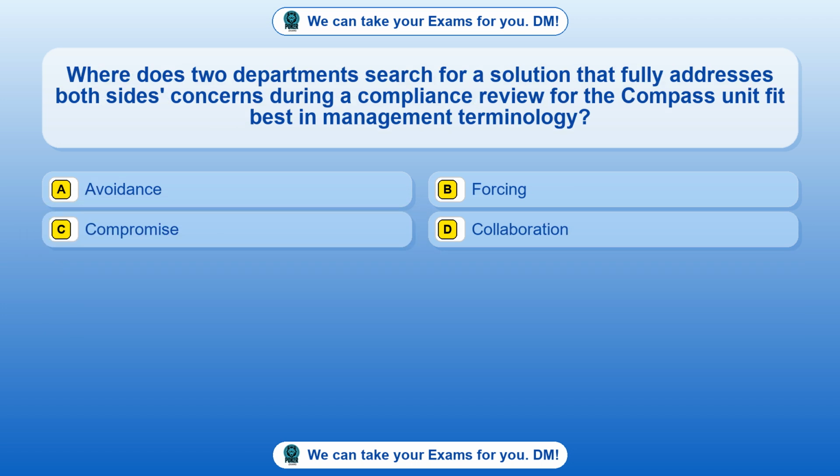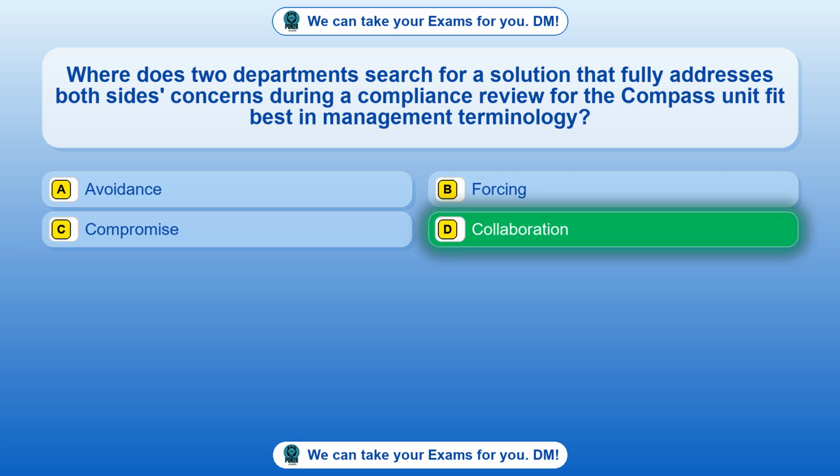Question 67. Where would two departments searching for a solution that fully addresses both sides' concerns during a compliance review for the Compass unit fit best in management terminology? Option A, avoidance. Option B, forcing. Option C, compromise. Option D, collaboration. The correct answer is option D, collaboration.